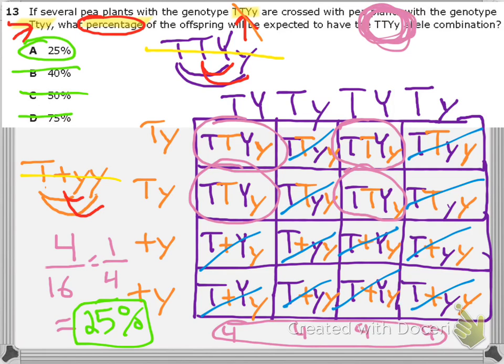With that being said, there's no magic here. There's only one that's 25% and the rest are not. So we got 4 out of 16. That's 25% chance if we cross those 2 that the genotype of the offspring will be big T, big Y, little y.